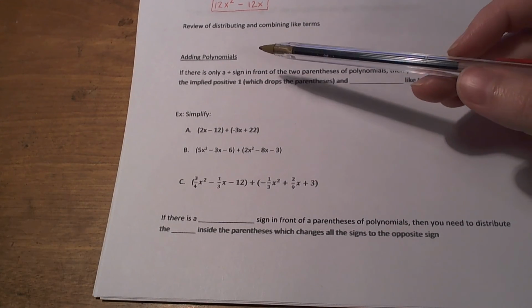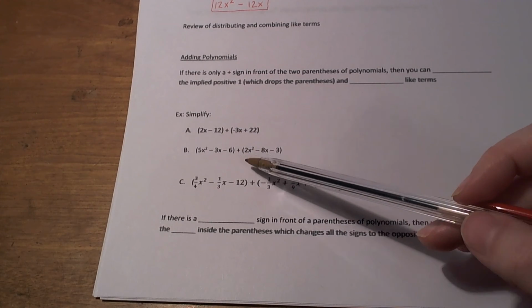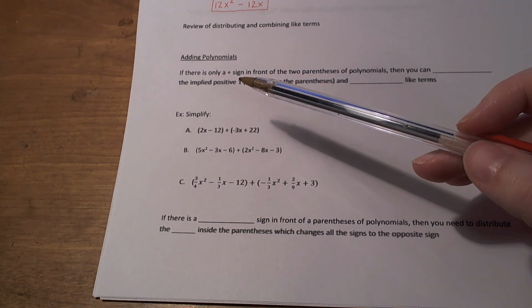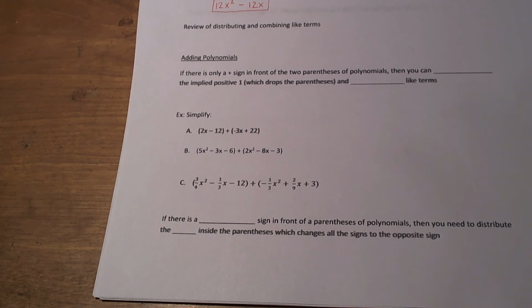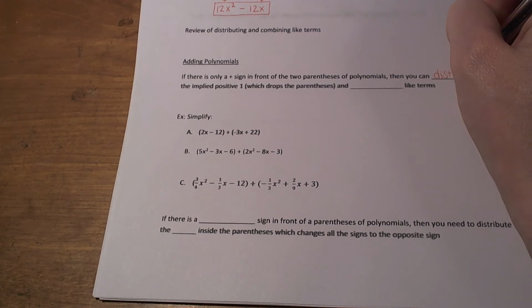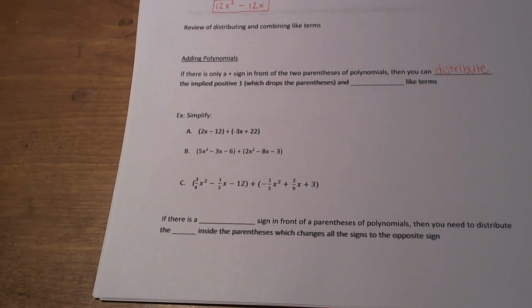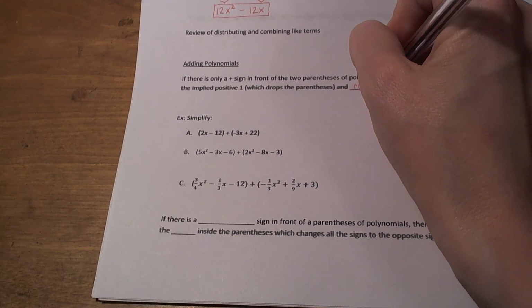If you are adding polynomials, what that means is there's going to be a plus sign in between parentheses. If there is only a plus sign for your fill in the blank, if there's only a plus sign in front of the two parentheses of polynomials, then you can distribute the implied positive 1, which effectively means you can just drop the parentheses, but only if it's a plus. And then combine like terms.